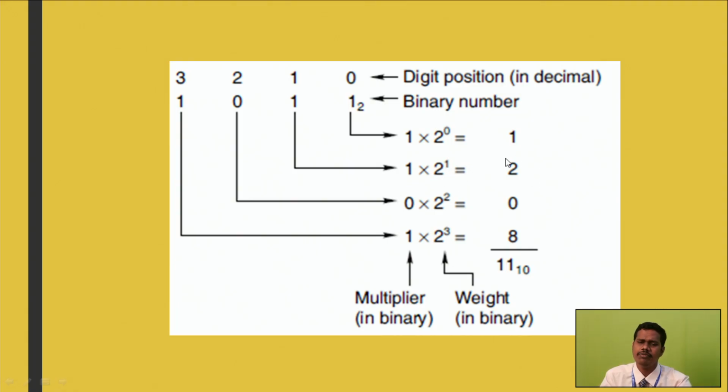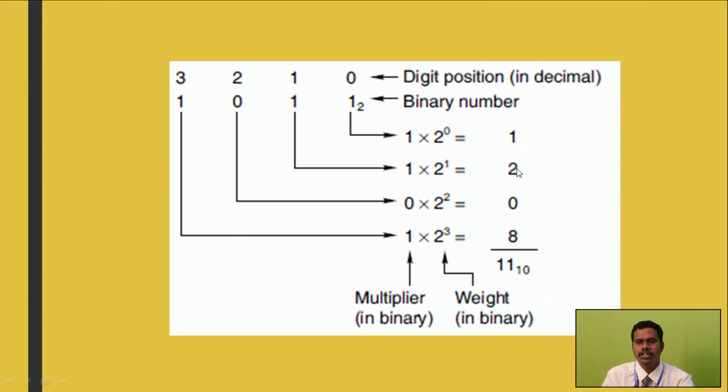So 1 into 2 gives the result 2, and after that we have a digit 0. So 0 into 2 power 2, the multiple of 0 gives the result 0. After that, at the third digit position, the number is 1. So 1 into 2 power 3. The 3 represents the digit position, as we have already seen. So 2 power 3 represents 2 into 2 into 2, which gives the result 8. So 1 into 8 gives the result 8.